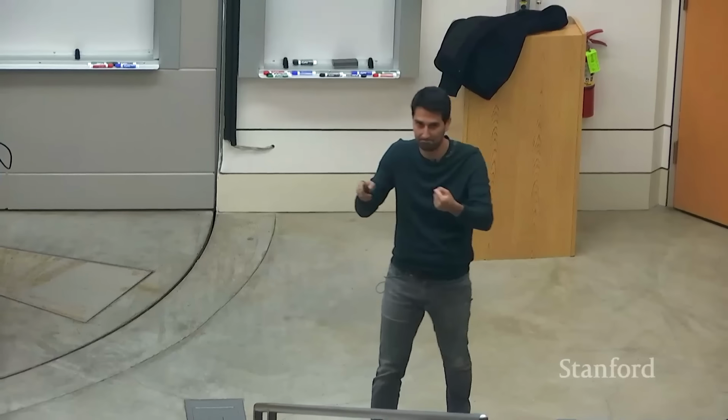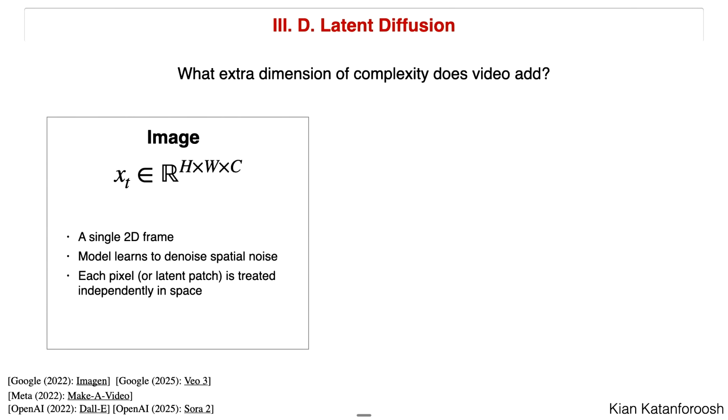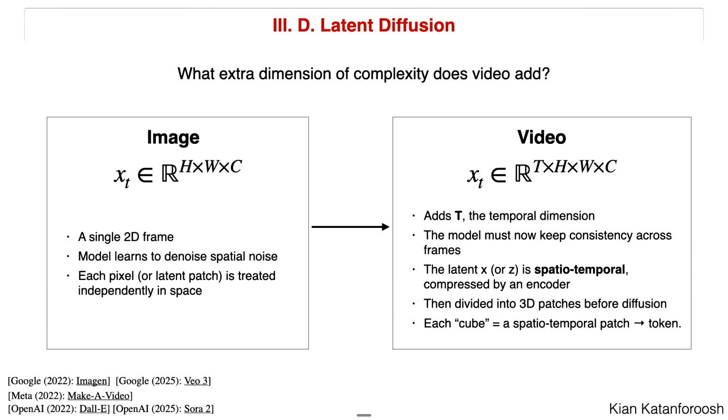Again, if I simplify, you're going from an image where your XT was a 3D matrix, if you will, of size height, width, channels, but it's still a single 2D frame just across channels. And the model learns to denoise spatial noise, where each pixel or the latent version of it is treated independently. Versus in a video setting, your XT also has a time channel, a temporal dimension, where the model is now forced to keep consistency across frames. And so the latent Z is not only spatial, but also temporal.